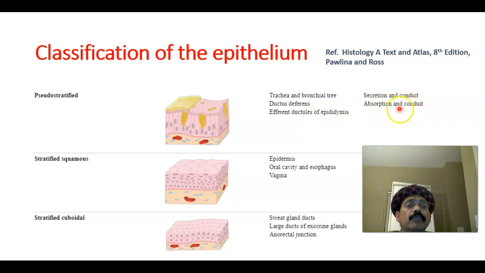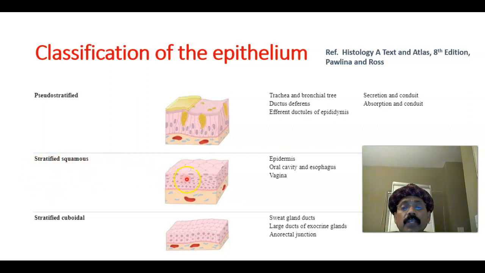Function: secretion, conduit, absorption. Secretion, because we have some goblet cells that secrete mucus. Here we have some DNES cells that release some type of neuroendocrine substances. Okay, so we have multiple types of cells present here, like this goblet cell, and also DNES cells, diffuse neuroendocrine cells.